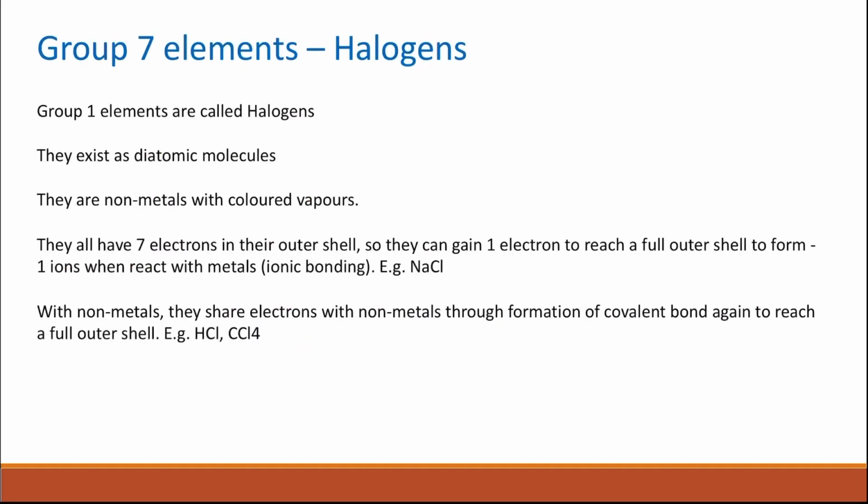Group 7 elements are called halogens and they exist as diatomic molecules, unlike the noble gases, which exist as monoatomic elements. This is why we write them as diatomic molecules: fluorine is F2, chlorine is Cl2, bromine is Br2, and finally iodine is I2. That means each molecule is formed of two atoms.